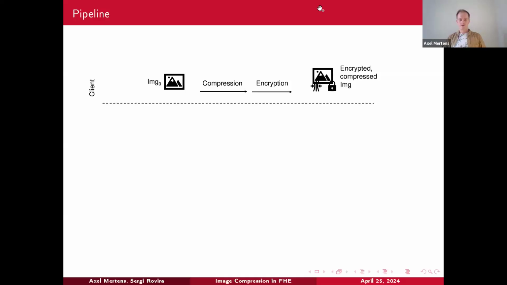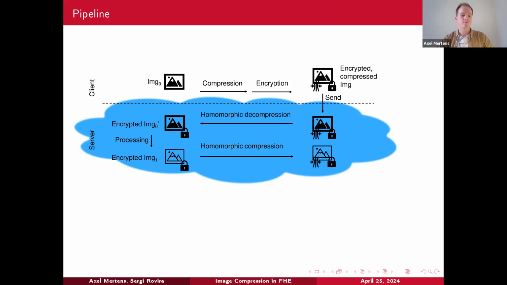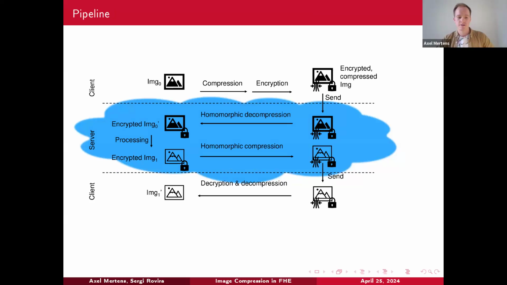Okay, so what is the pipeline we have in our setting? We start with a client that has its image. The client will compress and encrypt that image, and then it can be sent over to the server. The server then, while it's encrypted, decompresses the image. So then it's left with just an encrypted image on which it can do some processing. Then again, it compresses it homomorphically, so still in the encrypted domain. And then it is sent back to the client that can then decrypt and decompress it. So that's the setting we're working in.